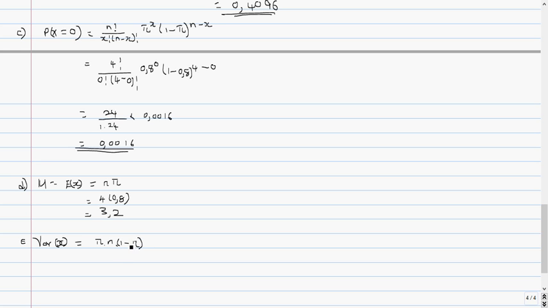Now this is the variance, so we are not going to find the root like in the previous case. So now pi, the probability of success, is 0.8, n is 4, and then 1 minus pi is going to be 1 minus 0.8, which is 0.2. So 0.8 times 4 times 0.2 gives 0.64.